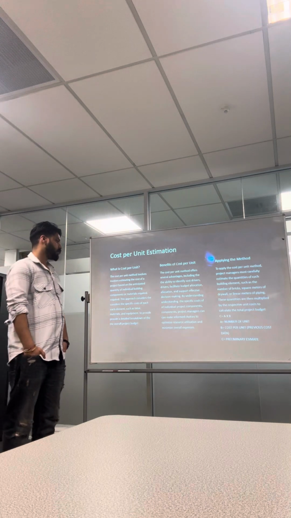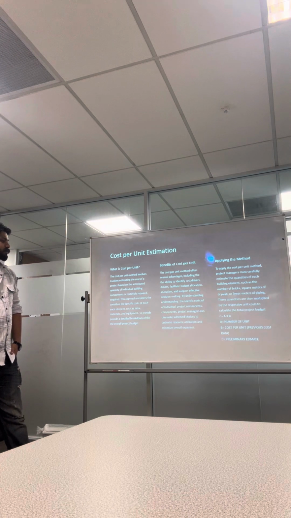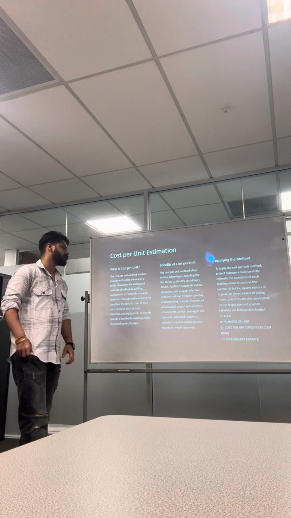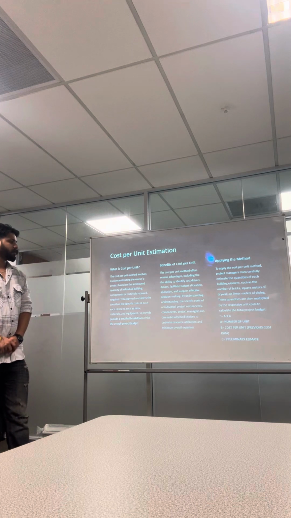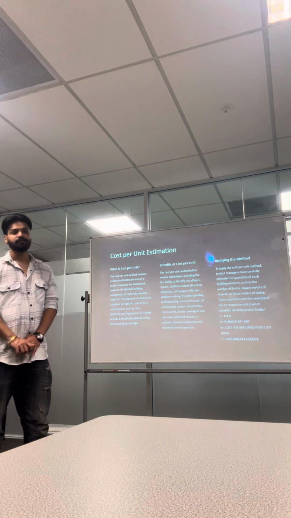For example, the formula is C equals A times B. A is the number of units, B is the cost per unit from previous cost data, and C is the preliminary estimate. Next page.